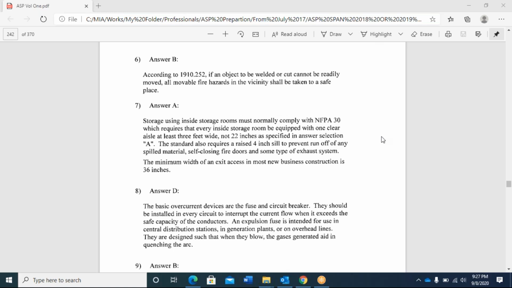The storage using inside the storage rooms. Yes, yes, I already shared what I gave yesterday. I gave around 4 questions in this question, and the answer number 7. Okay.